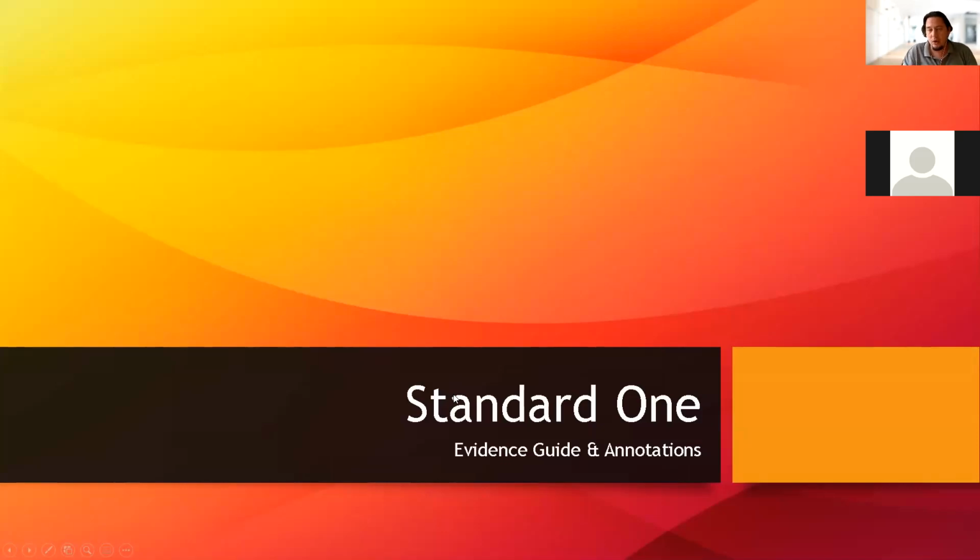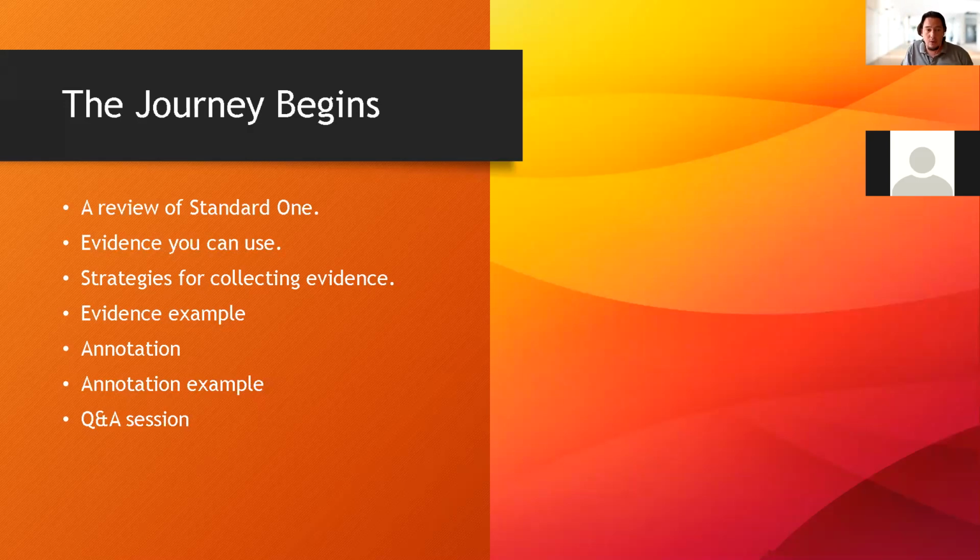So standard 1, we all know how the standards are basically structured. They're an overarching goal, and then they're broken down into descriptors. So today we're just going to do a review of standard 1. We're going to talk about the type of evidences you can use, and some strategies you can employ to collect the evidence. We're going to look at an evidence example, mine, and I'll walk you through what I did and how I achieved it. We're going to talk about annotation, how to actually write your annotation and what it should look like. Then I'll show you my annotation example, and we'll do a general question and answer session at the end.